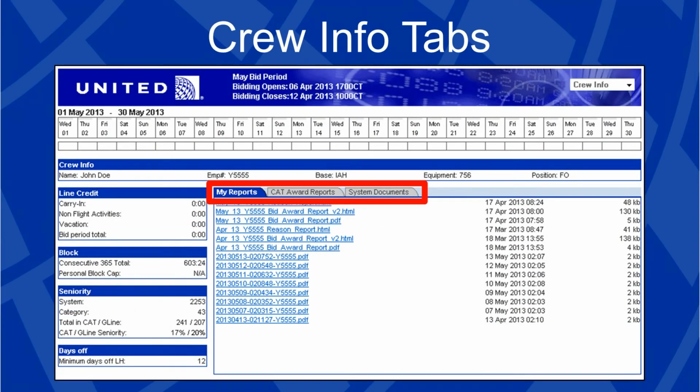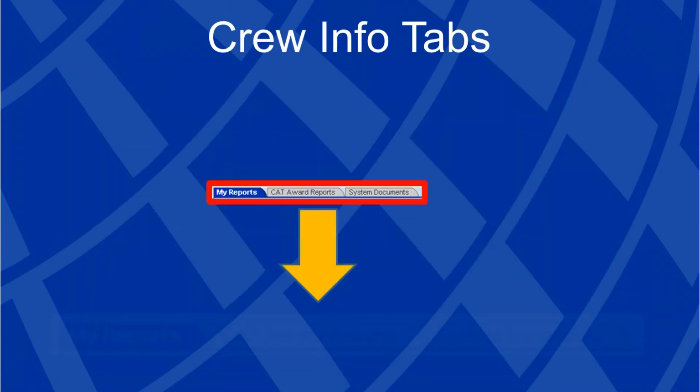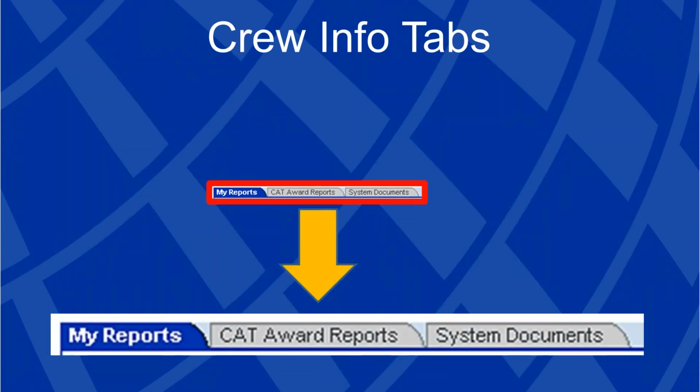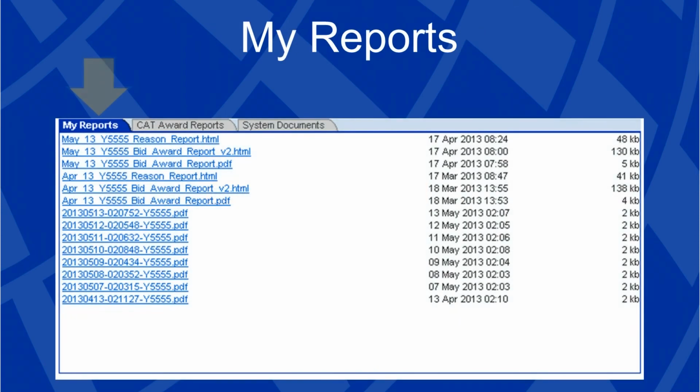Moving to the right, the main body of this screen has 3 tabs, all of which contain different information. The default tab is labeled My Reports and contains information specific to you. You'll find your reasons reports, your bid award reports, and your bid snapshots here.